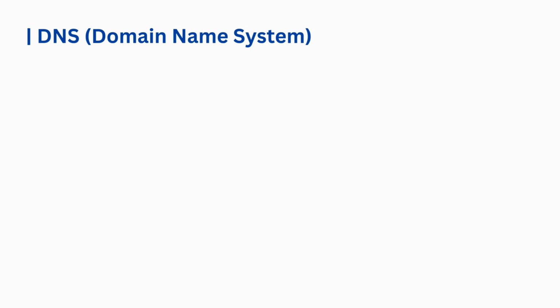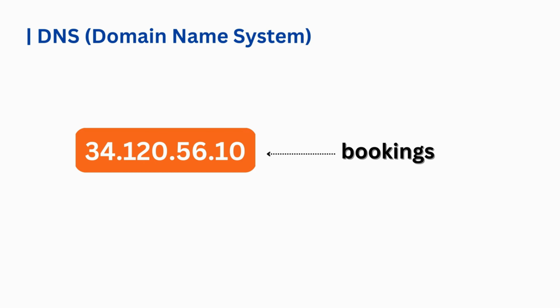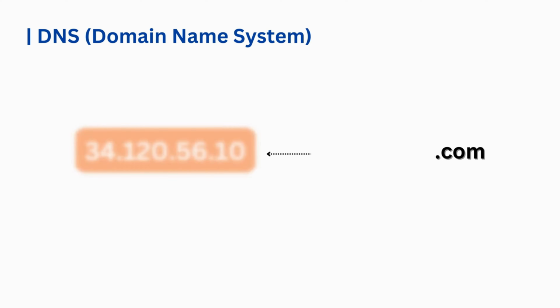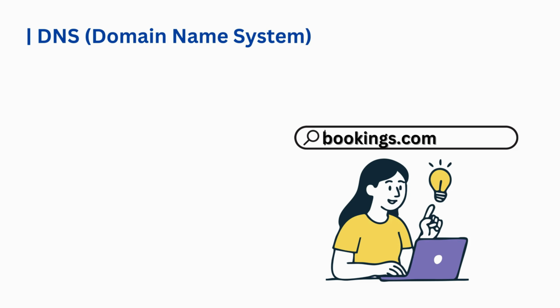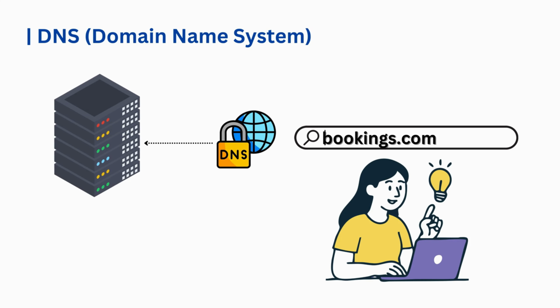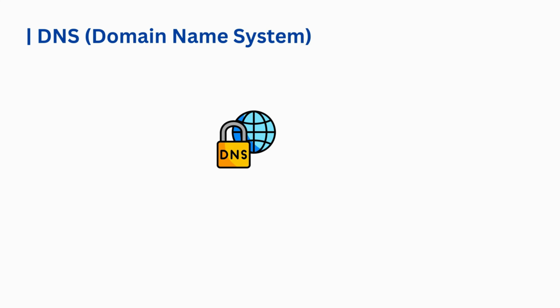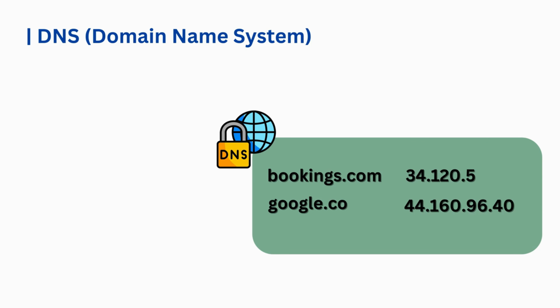The solution is DNS. DNS allows us to give a name to that IP address. Instead of asking customers to remember numbers, we give them a simple name like bookings.com. When a customer types bookings.com in the browser, DNS works silently in the background. It finds the correct IP address for that name and connects the customer to the server. So the customer never sees the IP address, they only remember the website name.